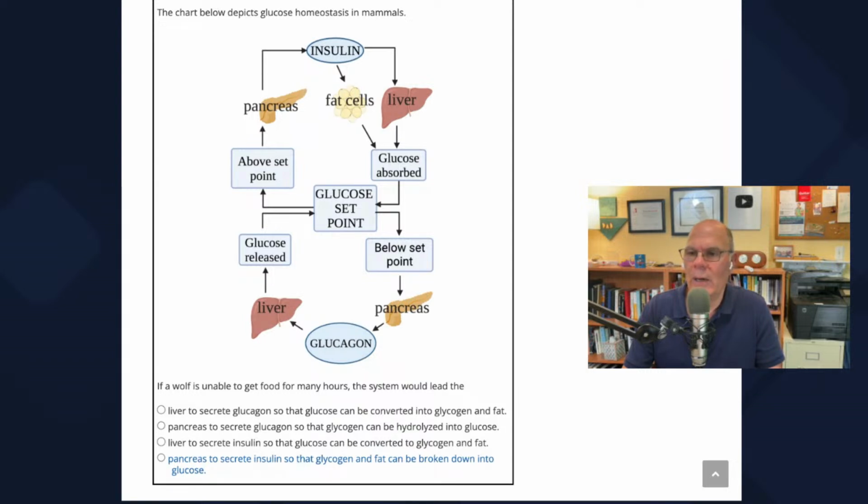What do we got here? Liver doesn't secrete glucagon, so that's wrong. The pancreas to secrete glucagon, that's right. And then that glycogen leads to release of glucose. It's got to be the second choice.